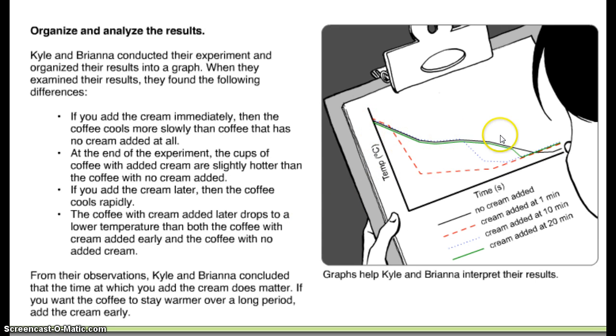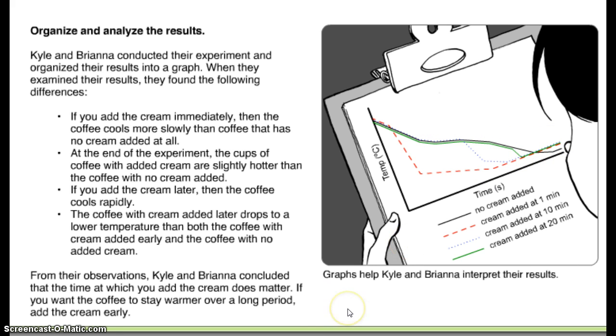Alright, so no cream here is the black line, and you can see the final temperature is pretty low. If you add the cream at 1 minute, it cools it down a lot at first, but then after a while it just kind of levels off. Cream added at 10 minutes, well when you hit that 10 minutes, then you have a dip and another dip before it levels off. Cream added at 20 minutes, so it's cooling, and then you have your dip and it levels off.